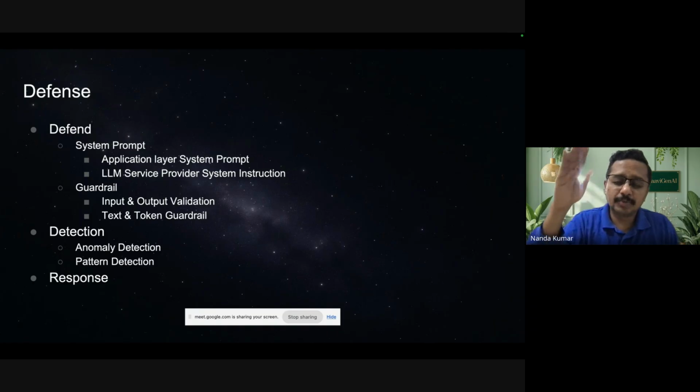System prompt is going to be text based. Once you do a deep dive on what a system prompt is and how an LLM works, you'll be able to understand what a system prompt is. In the same way, the service provider also will have a system instruction. There also they have to strengthen it.